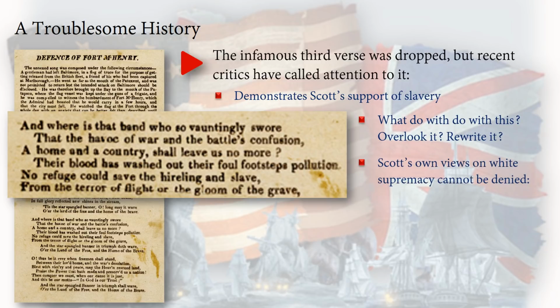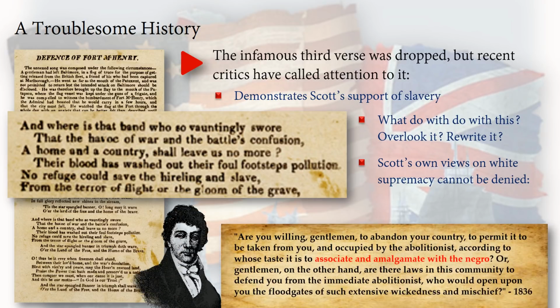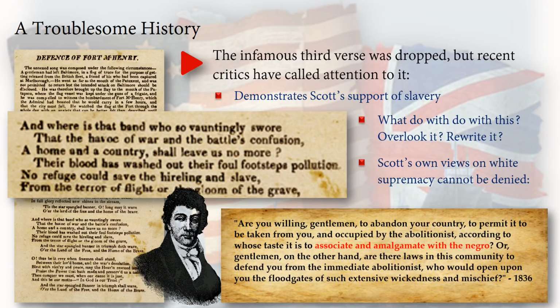Scott's own views on white supremacy cannot be denied. He says to a group of anti-abolitionists in 1836, "Are you willing, gentlemen, to abandon your country, to permit it to be taken from you and occupied by the abolitionist according to whose taste it is to associate and amalgamate with the Negro? Or, gentlemen, on the other hand, are there laws in this community to defend you from the immediate abolitionist, who would open upon you the floodgates of such extensive wickedness and mischief?"